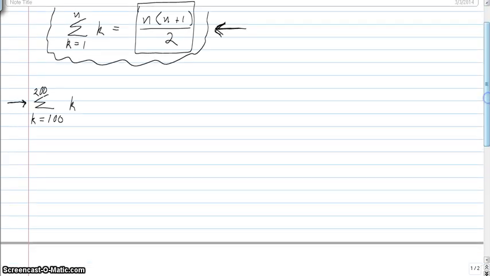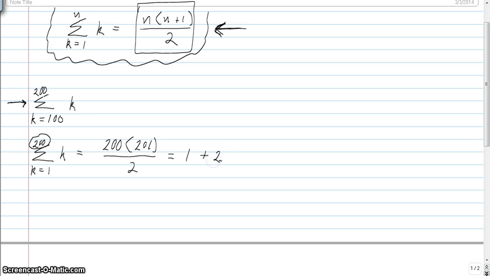So what I'm going to look at instead is the sum as k goes from 1 to 200 of k, and then I can use this formula where n is 200. So this is going to be 200 times 201 all over 2, and this is the value of the sum of the first 200 integers.